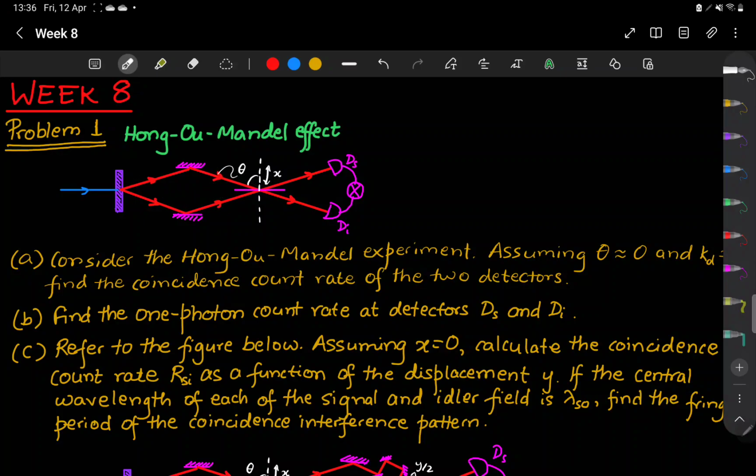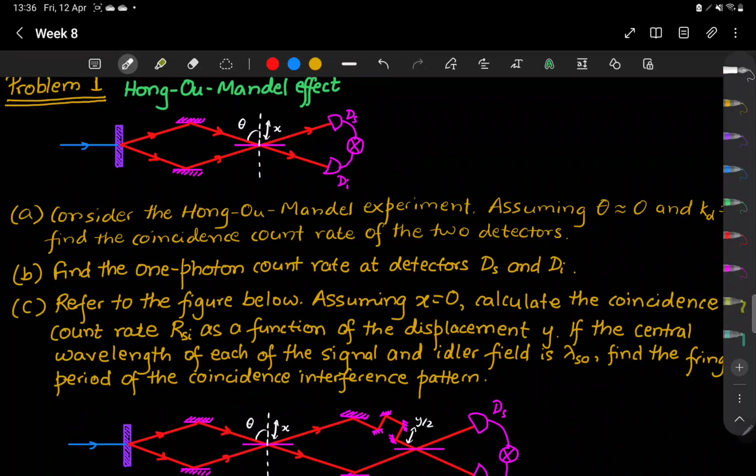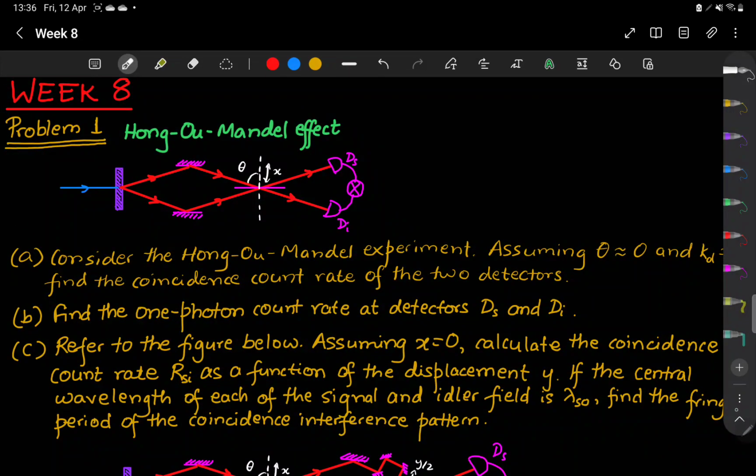After the mirrors, these two photons meet at a beam splitter over here, this horizontal beam splitter. After meeting at the beam splitter, they can go to these two detectors, DS and DI. Then we can detect the coincidences by measuring simultaneous detection at these two detectors. So this is the Hong-Ou-Mandel experiment. Now let us first read the question before proceeding.